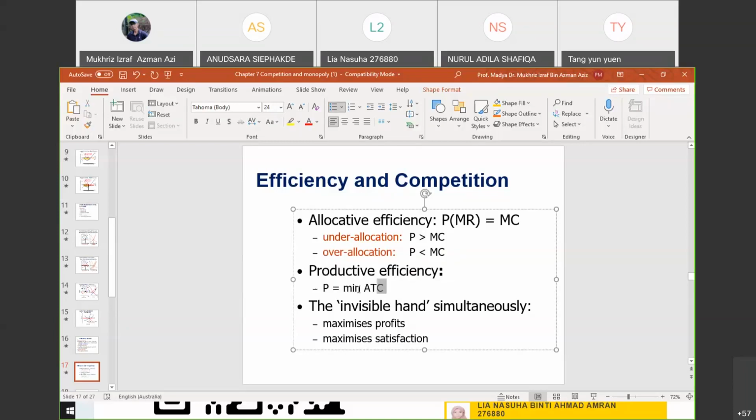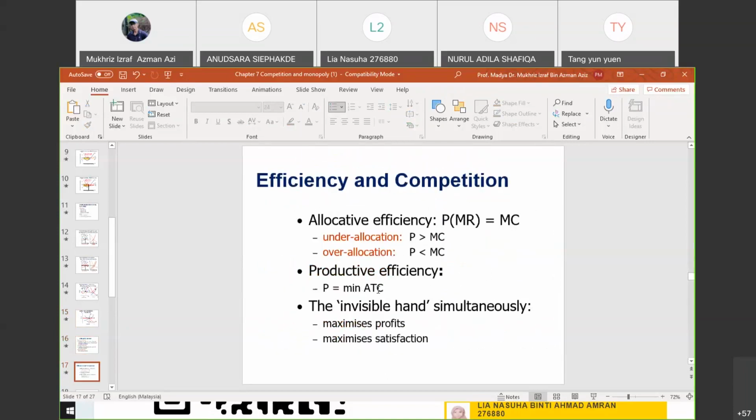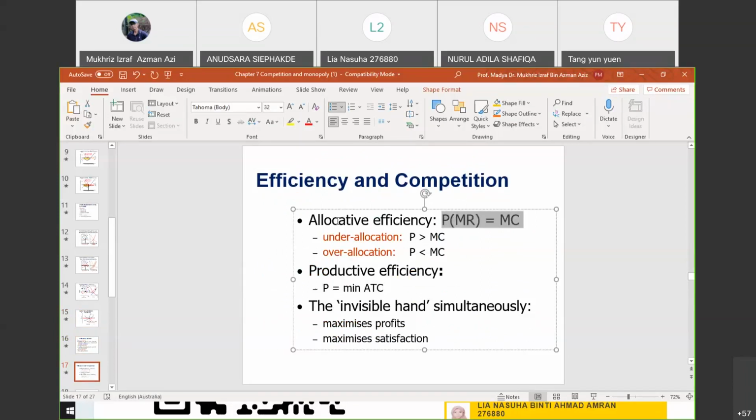P equal to minimum average cost, we know that this condition occurs in the long run. Just now we discussed that in the long run, price is equal to minimum average cost. So this condition is fulfilled, achieved in the long run for the perfect competition market. But the main thing is under perfect competition, price is equal to MC, or there is allocative efficiency. But in the monopoly, you will see that this condition is not fulfilled or achieved.